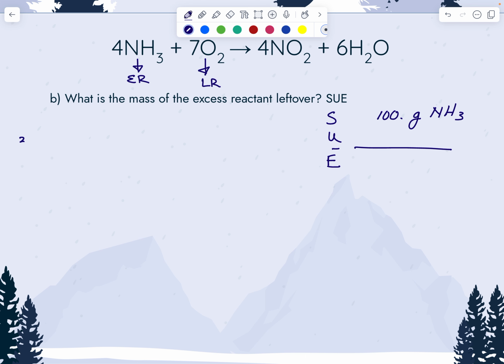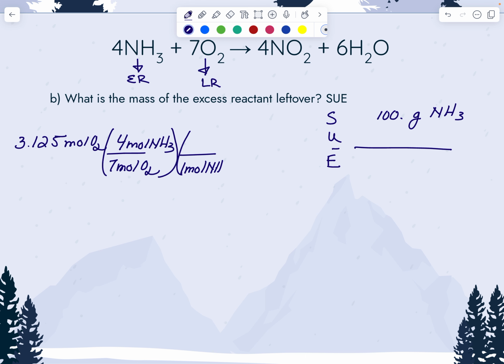Starting with my 3.125 moles of oxygen, right? Because I always go back to my limiting reactant. This is saying that 7 moles of oxygen will require 4 moles of NH3. And I know the molar mass, 1 mole of NH3 is 17.034 grams. So what does that give us? 30.417 grams of NH3 will be used.